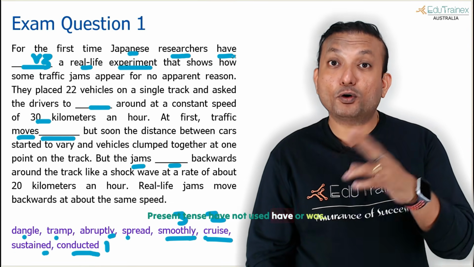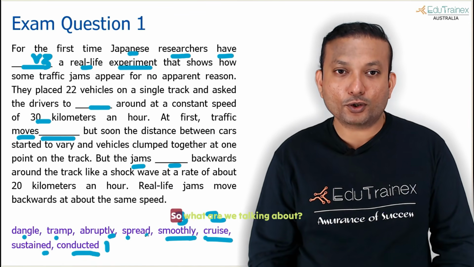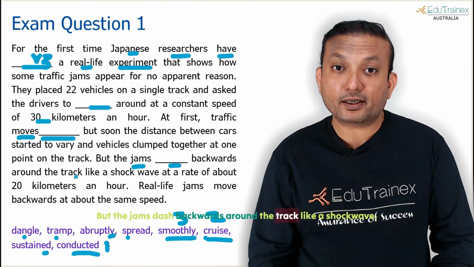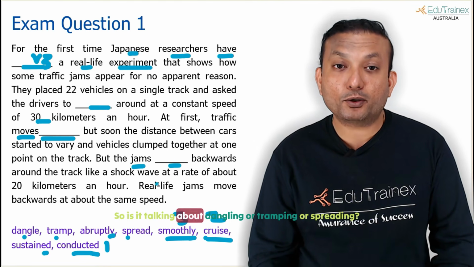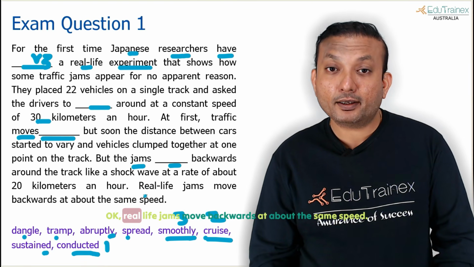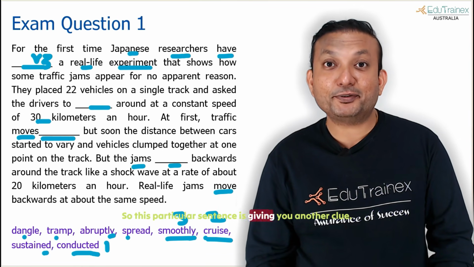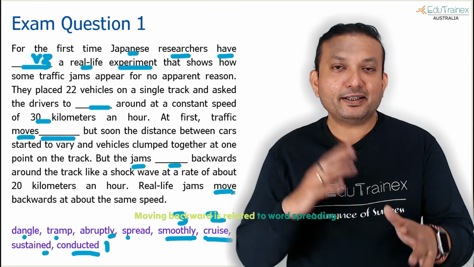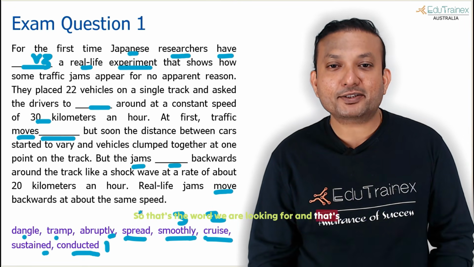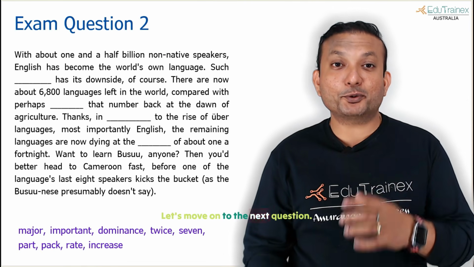Have not used have or was. Those kind of verbs indicate that they are past tense. So what are we talking about? But the jams dash backwards around the track like a shock wave. So is it talking about dangling or tramping or spreading? Okay, real life jams move backwards at about the same speed. So this particular sentence is giving you another clue. Moving backward is related to what? Spreading. So that's the word we are looking for, and that's how you solve the questions using the grammar tricks that we just learned. Let's move on to the next question.